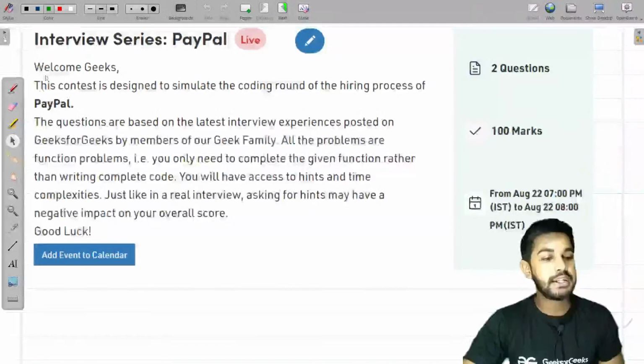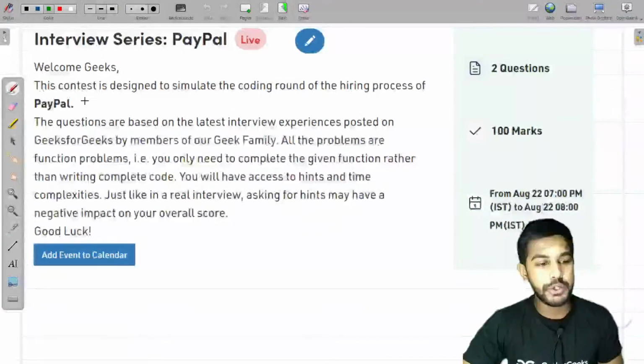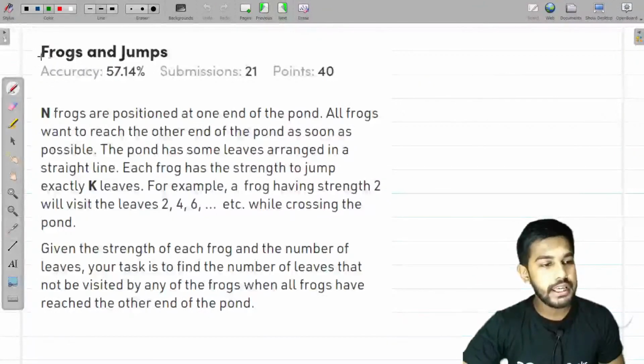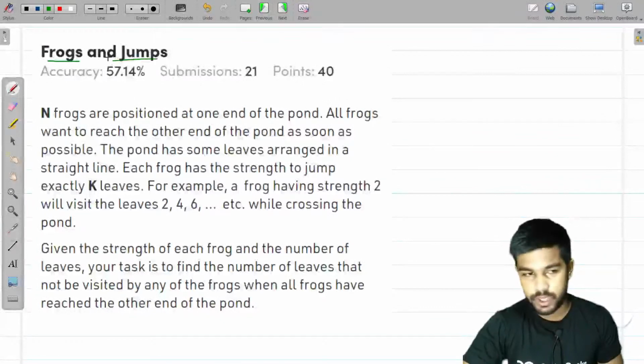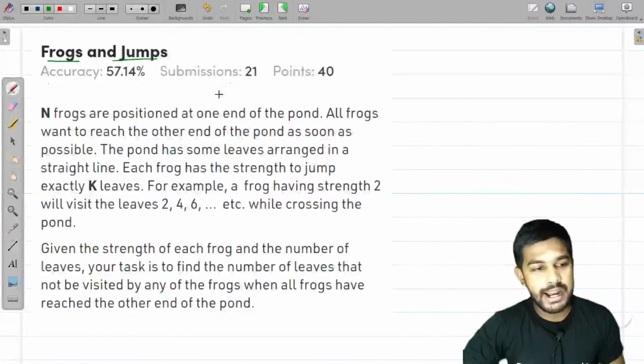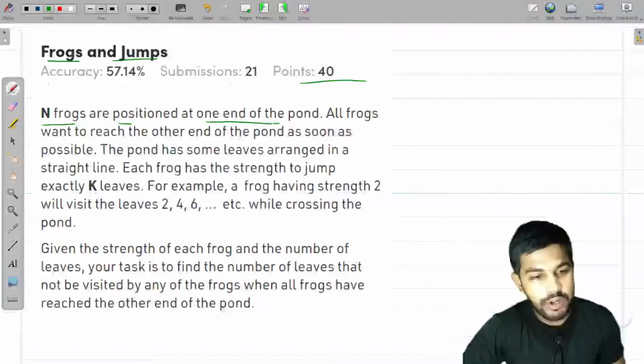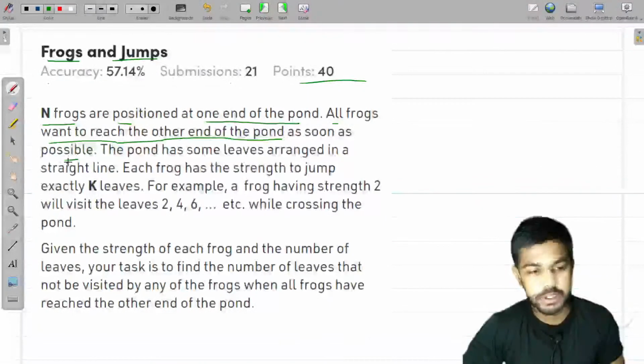So we would start. So how many questions were you able to do? Okay, so let's go to the first question straightaway. The first question was Frogs and Jumps, and it had points of 40. Frogs are positioned at one end of the pond. All frogs want to reach the other end of the pond as soon as possible.